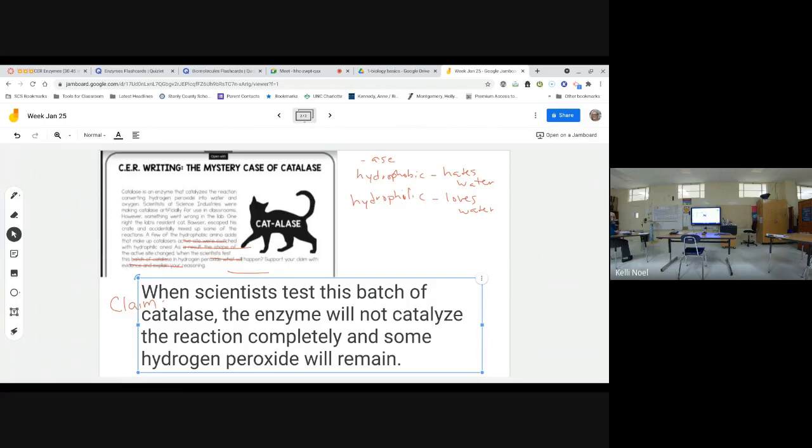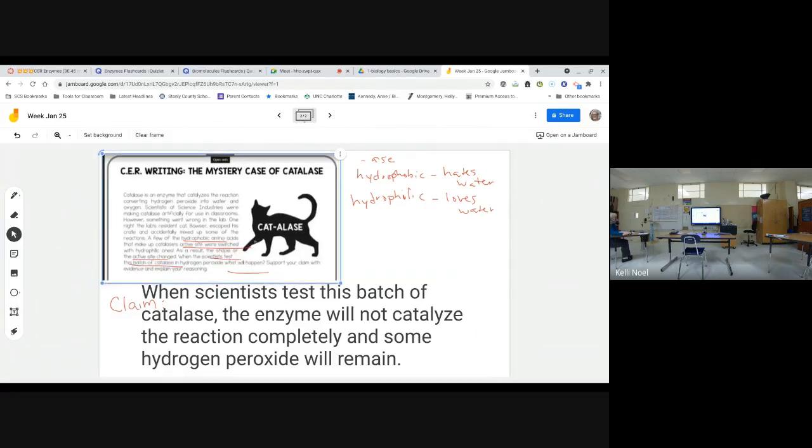So that would be the first thing you would type in the text box. All right, we need 3 reasons for evidence for this. I underlined some of them. I underlined that hydrophobic amino acids were mixed up at the active site for hydrophilic ones. All right, so that could be one.